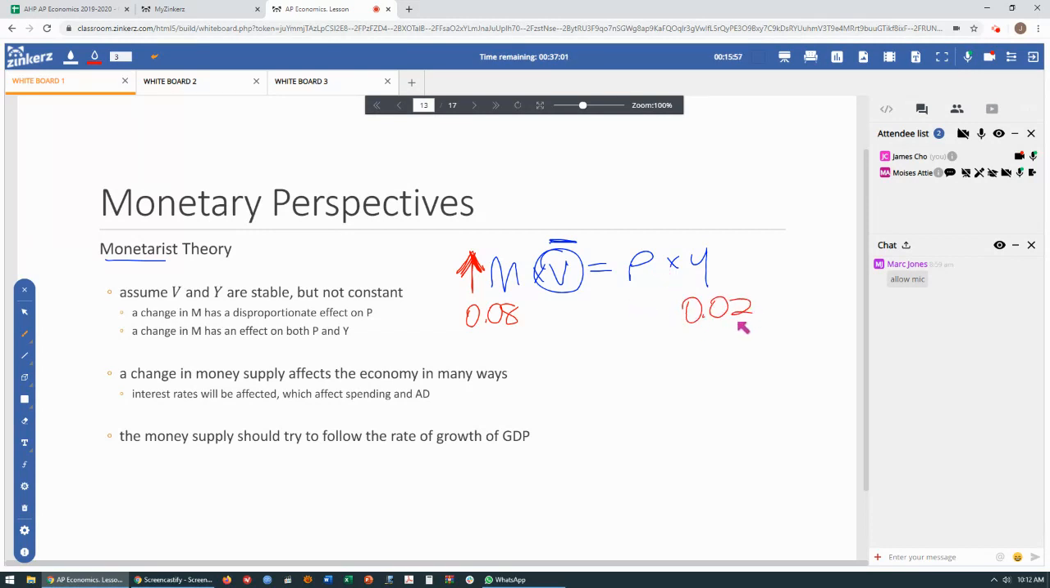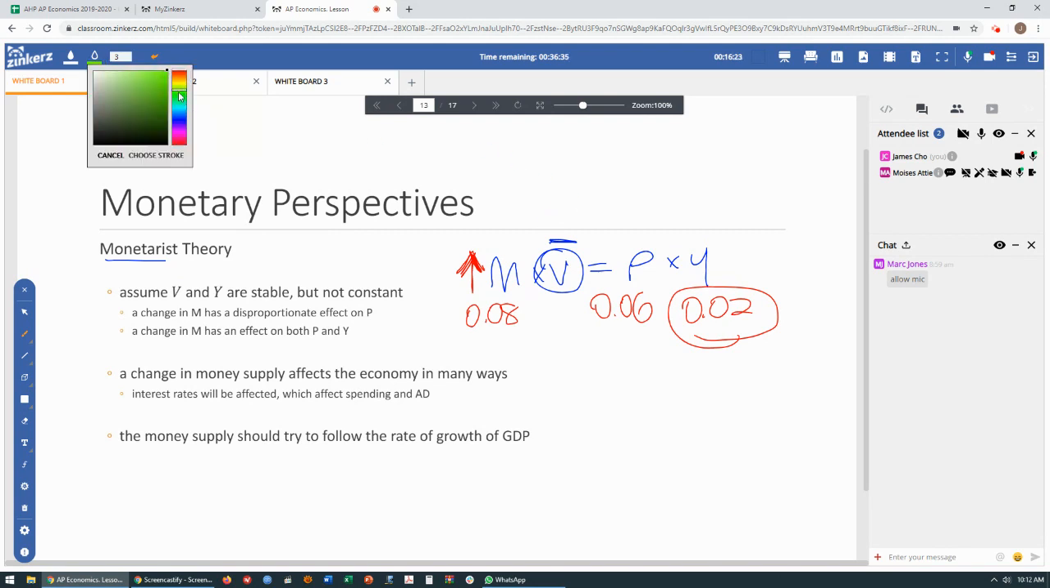What about the other 6%? That goes to prices. So they do agree that money supply is going to have some effect on the price level, but it's also going to have an effect on real GDP as well. What they want to do is make sure that inflation is under control. The way to do that is to look at the growth rate of GDP. Maybe the growth rate of GDP is 4% this year. Then all the central bank should do is keep the money supply growing at the same rate.